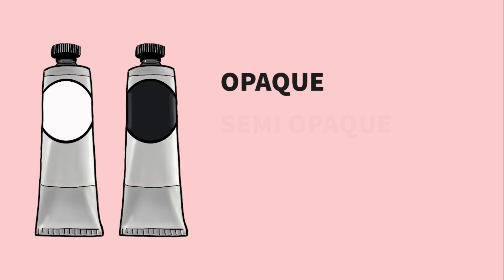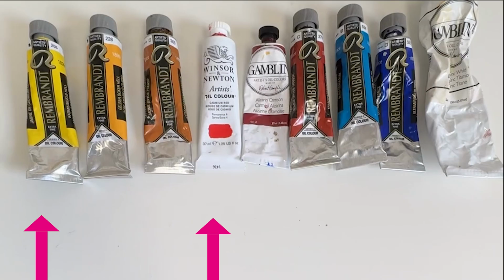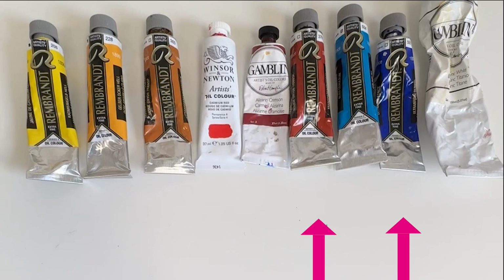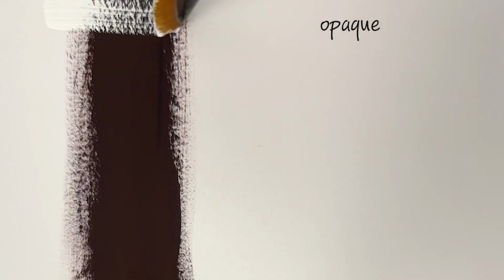Paints can be opaque, semi-opaque, semi-transparent and transparent. These 3 are opaque, these ones are semi-transparent and these 3 are transparent. What is the difference? With opaque paints, light cannot pass through it, so any layers of paint underneath are not visible. Opaque paint will give you flatter, more denser colour.